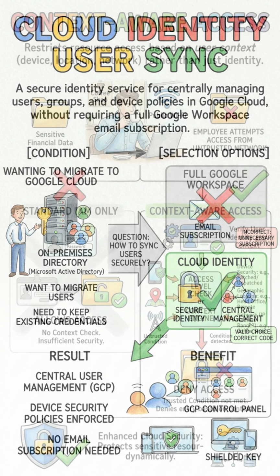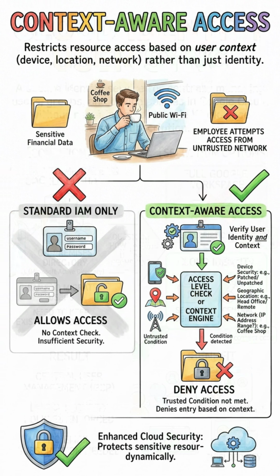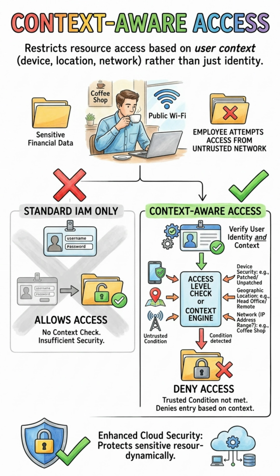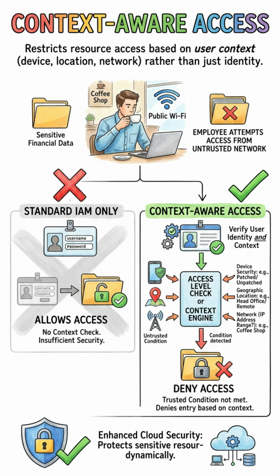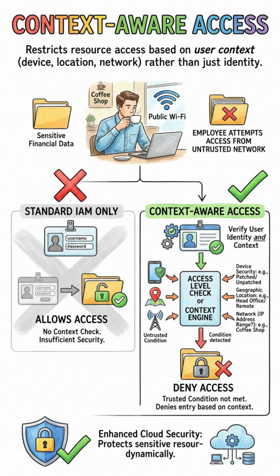We previously discussed identity and access management, but for advanced security, you should implement context-aware access. This feature allows you to restrict access to cloud resources based on a user's context, such as their IP address, device security status, or geographic location. If an exam scenario asks how to block employees from accessing sensitive financial data while using public coffee shop Wi-Fi, context-aware access is the correct solution.